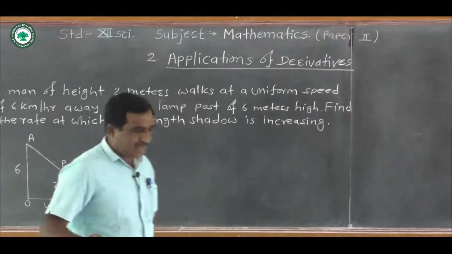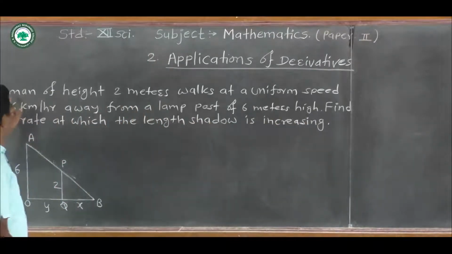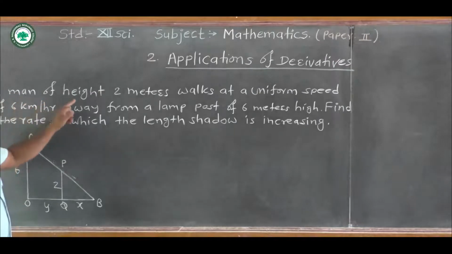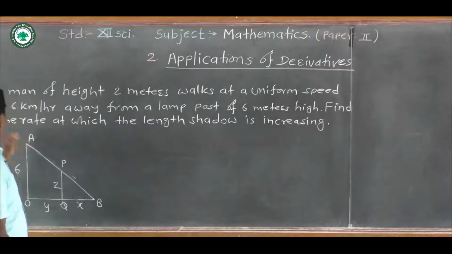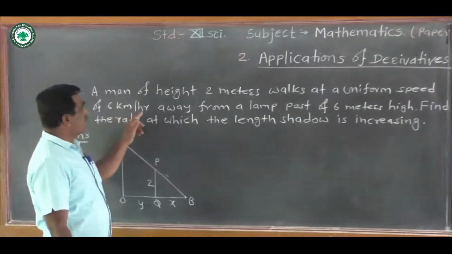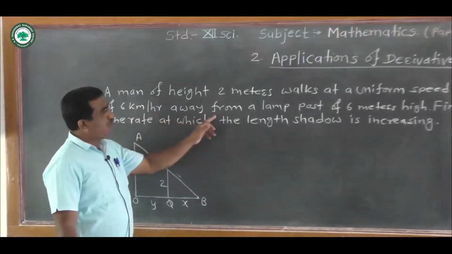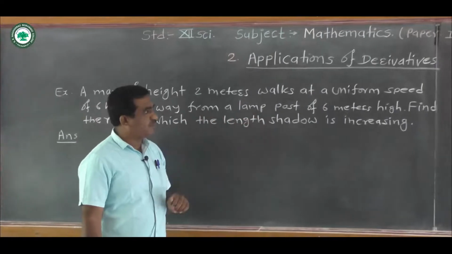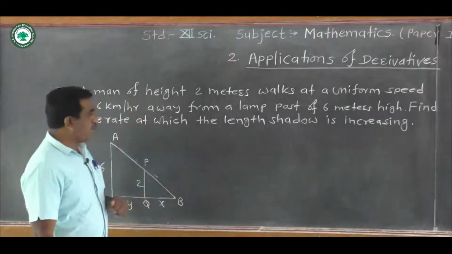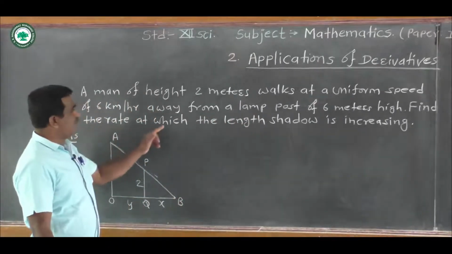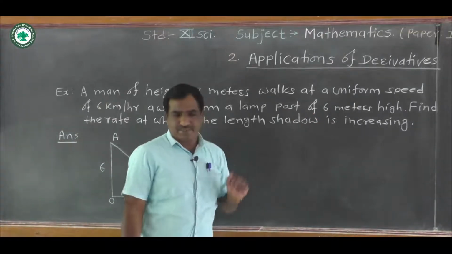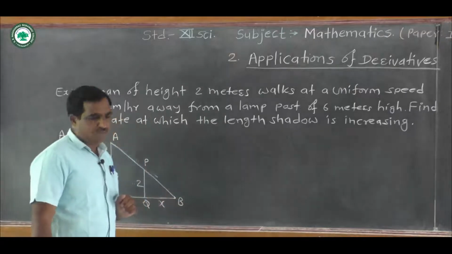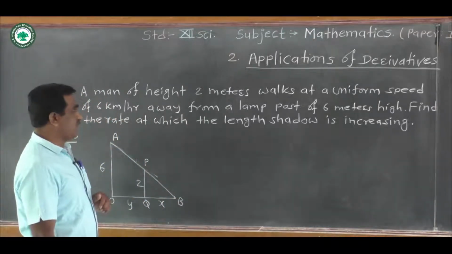The first example is: a man of height 2 meters walks at a uniform speed of 6 km per hour away from a lamp post of 6 meters high. Find the rate at which the length of the shadow of the man is increasing. Now this is the given example.